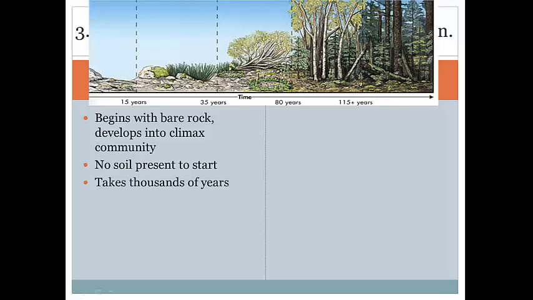Notice that as species move in, they make conditions that prepare the environment for the next species to move in. So these mosses and lichens, these are called pioneer species because they're the first species to move into the ecosystem and prepare it for the successive generations of plants and animals.